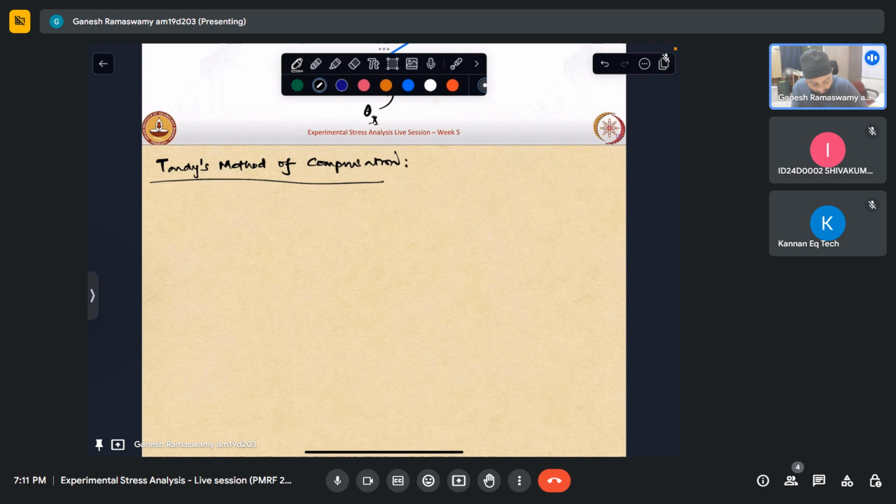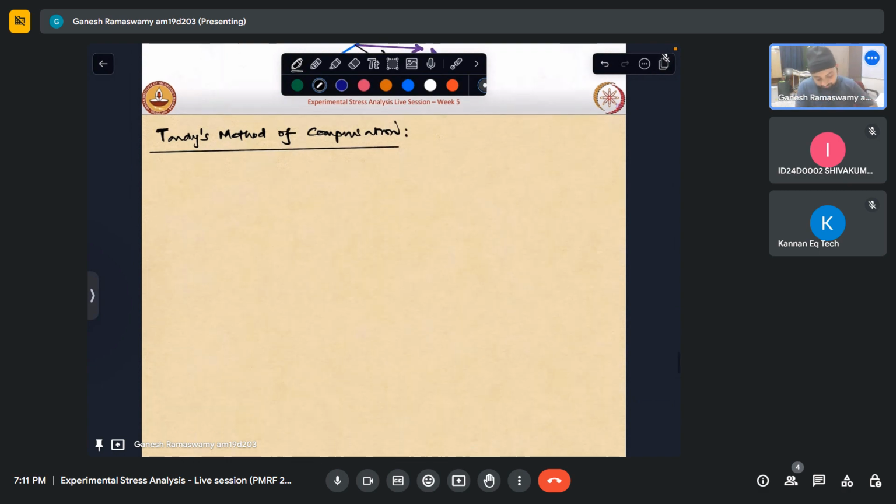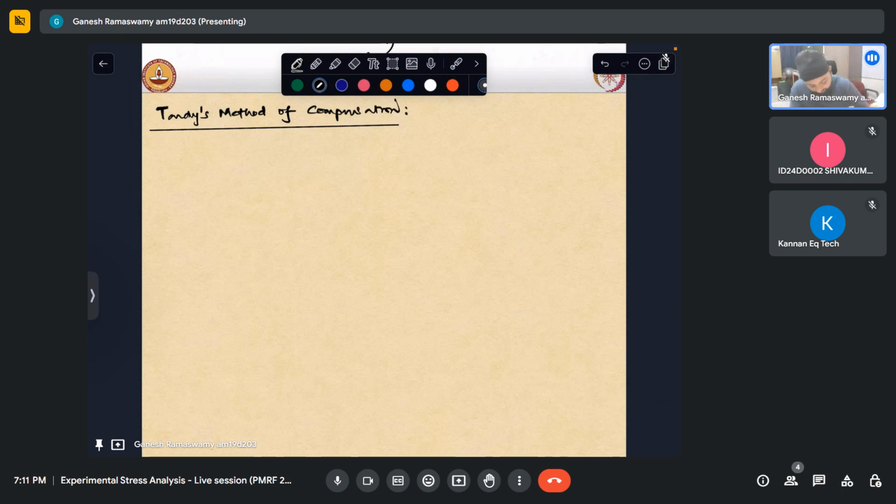So what do we do essentially in Tardy's method of compensation is we have to, let us say there is light, and let us say I have kept the polarizer like that.